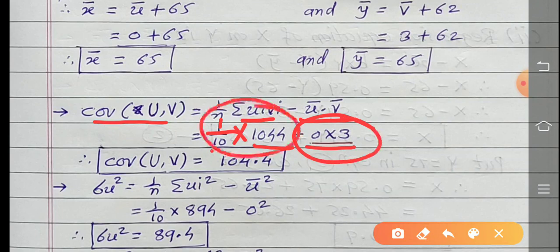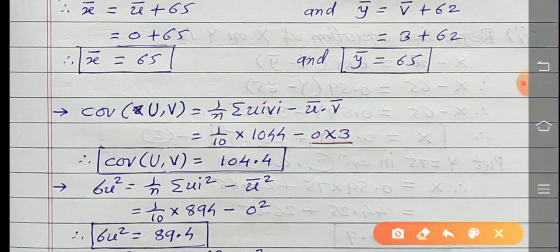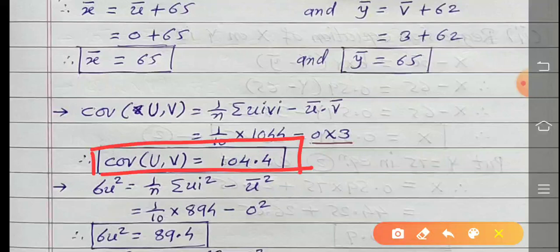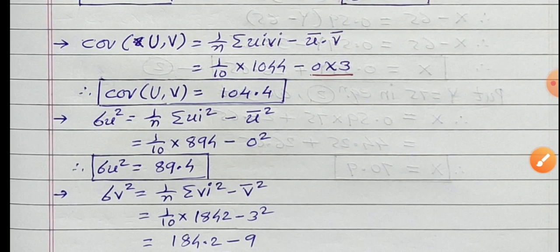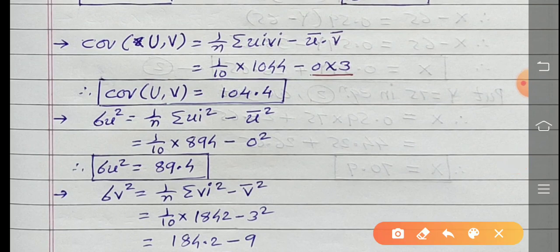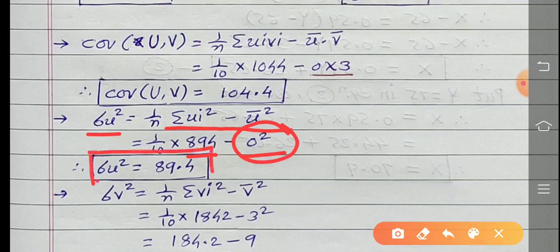So what is the answer of this? So we are getting the decimal place, that is 104.4. We are getting the covariance between u and v. Then standard deviation, that is called the variance. So sigma u square equal to 1 upon n sigma ui square minus u bar square. Substitute the value. 1 upon 10 multiplied by sigma ui square is 894 minus u bar square is 0 square. So 0 square is 0. So only divided by 10. So 89.4. So sigma u square is equal to 89.4.